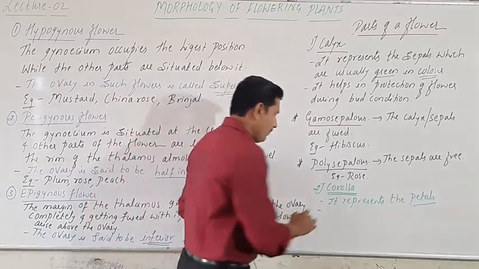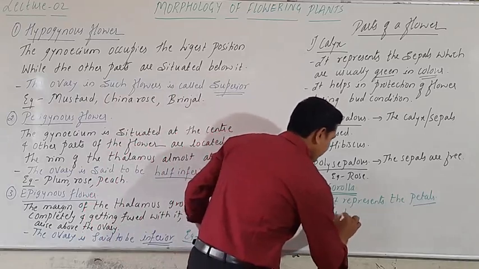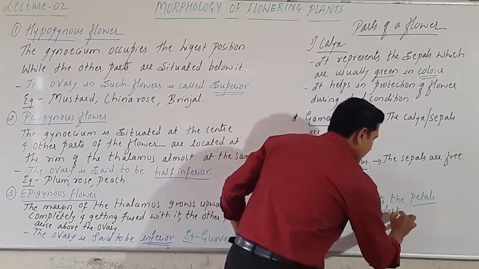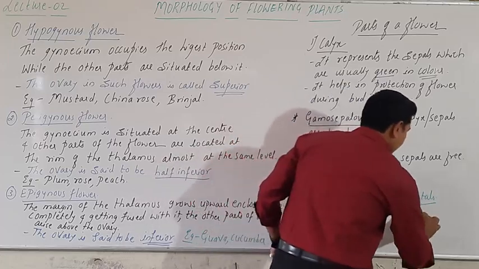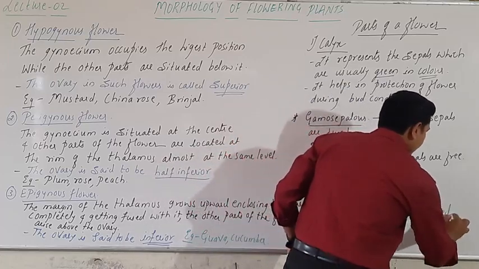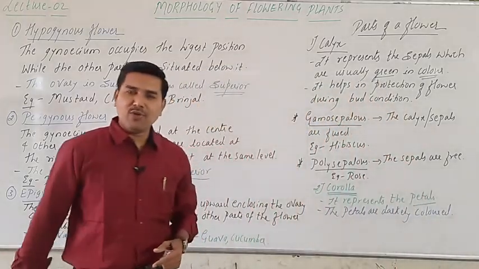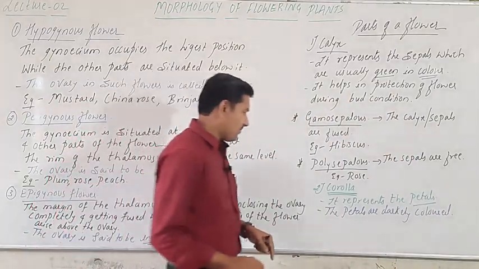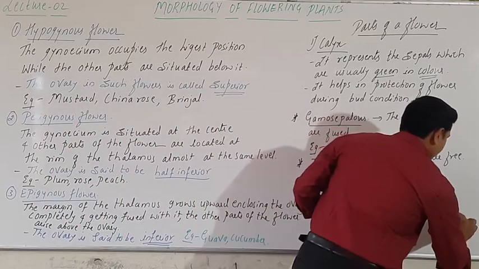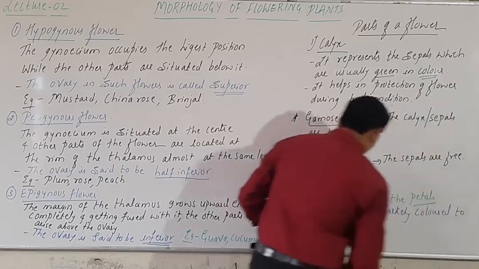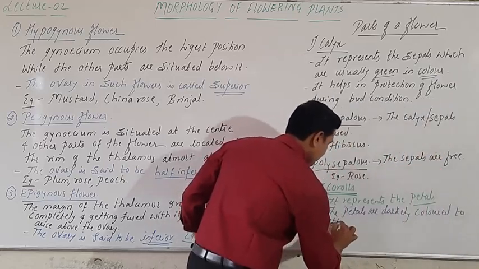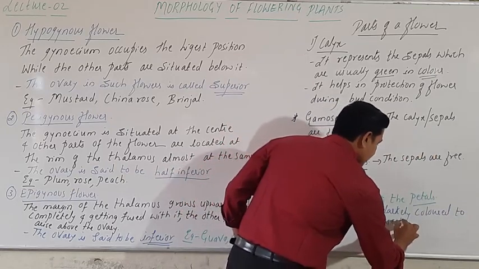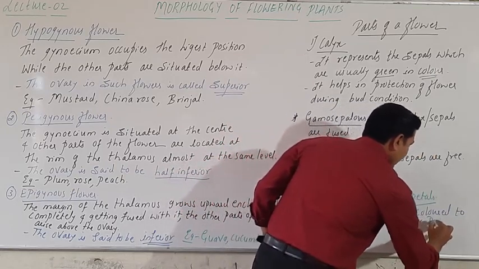Okay, here the petals are darkly colored, or we say they are very colorful. What is the purpose? To attract the insects for pollination. Colored to attract the insects for pollination.